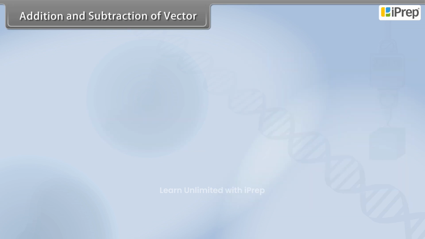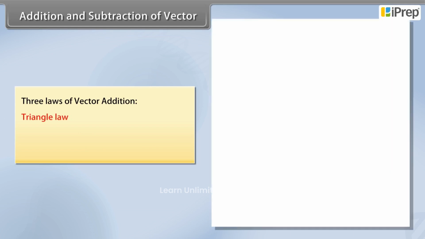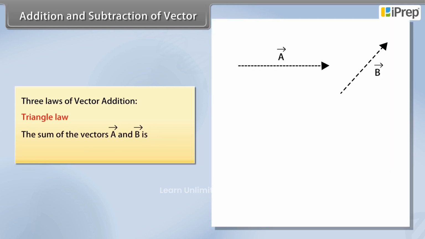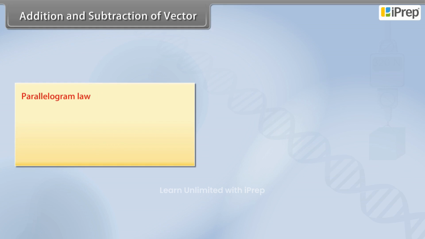Addition and subtraction of vector. Vector addition is done with the help of 3 laws. A. Triangle law. The sum of the vector A and vector B is R vector is equal to A vector plus B vector. B. Parallelogram law.